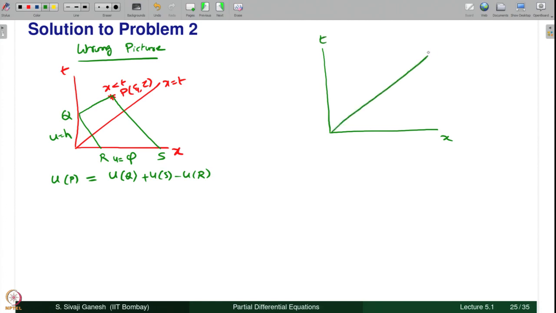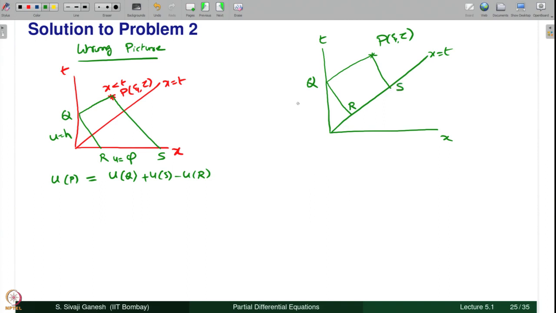This is the line x equal to t, start at a point P which is xi comma tau. So, this has to be a characteristic, this is the other characteristic. Now, it looks okay, Q, this point is R, this point is S. We have to determine what these points are.